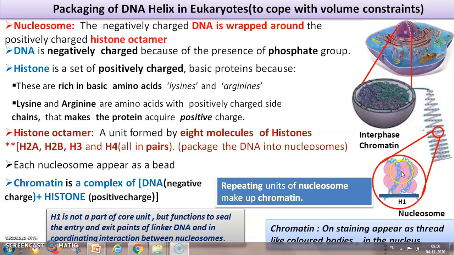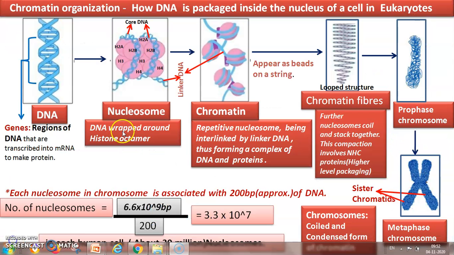So we see the nucleosomal histones are wrapped around by DNA, and the DNA that wraps around one octamer is said to be 1 3/4 round on the octamer and then clamped by H1 protein. So such repeating units of nucleosome make up the chromatin, which appear as thread-like colored bodies in the nucleus when the cell is stained. So we go to the next level of packaging.